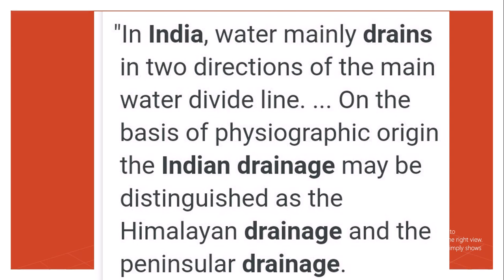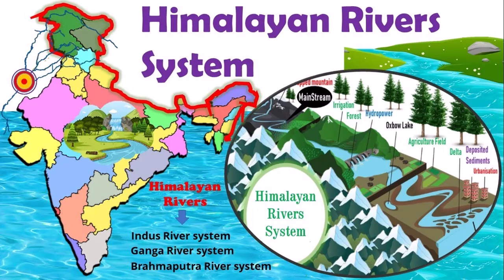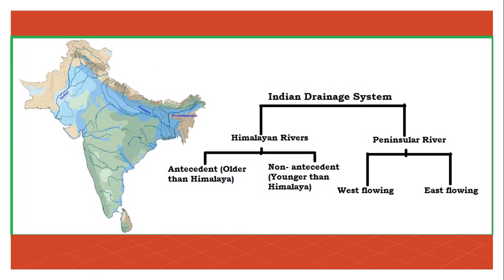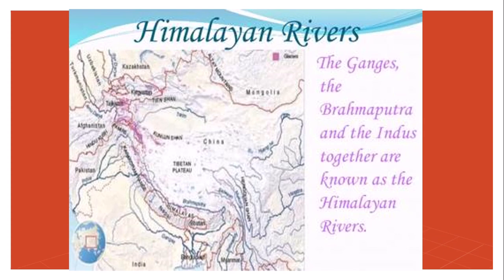We see the drainage system of India is broadly divided into two major groups on the basis of their location. They are Himalayan rivers and peninsular rivers. So let's learn about the Himalayan rivers. So rivers are the main source for us, water source, and we drink from that water only. Let's see the Himalayan rivers. It's actually divided here, the Himalayan rivers: Indus, Ganga, Brahmaputra. So first let's learn about the Indus river system.